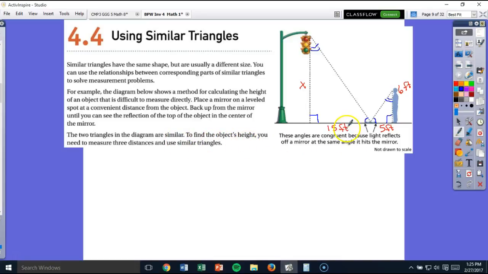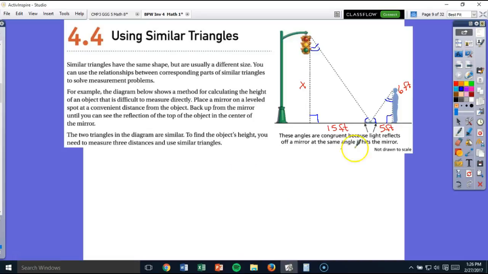Okay? So I've measured three distances for you. The distance from right below the light to the mirror, we'll say, is 15 feet. And then we'll say the distance from the mirror to the toes of this person is 5 feet. We're also going to say that the person at eye level is 6 feet tall. We want to know what the height is at the top of the stoplight. Well, we have three measurements here: the 15 feet, the 5 feet, and the 6 feet.